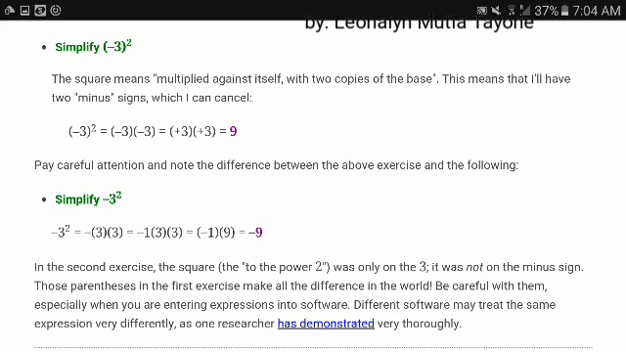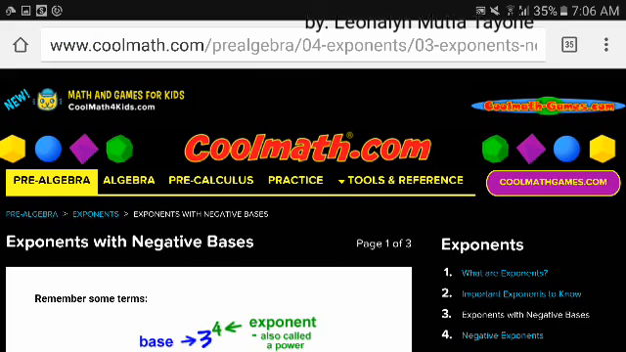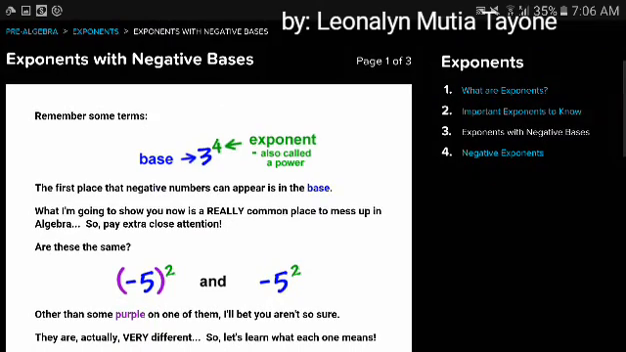Kasi once na meron siya sa isang equation, kapag dito pa lang sa may negative base with exponent, lalo na pag even ang exponent, tapos magkamali ka sa sagot mo, yung the rest na, yung final answer mo bali, mali na. Hanap tayo ng iba pang reference. Dito naman tayo sa coolmath.com about exponents with negative base.